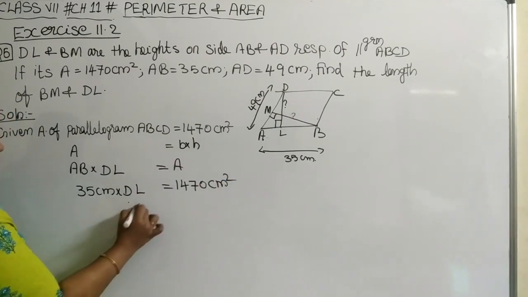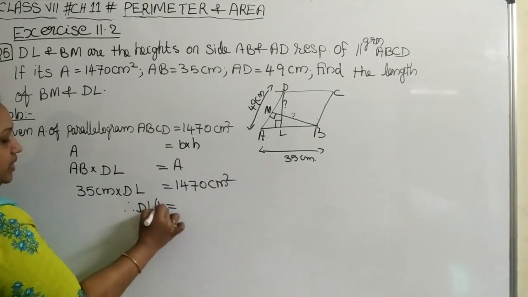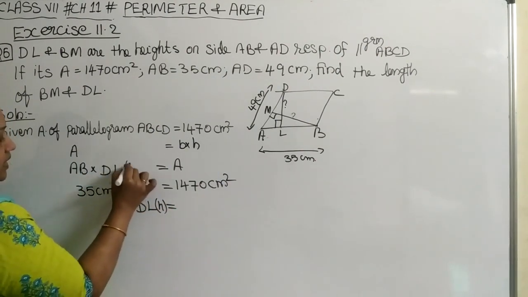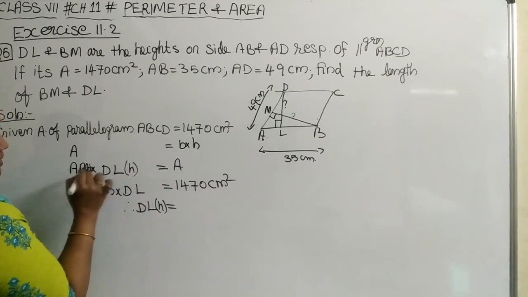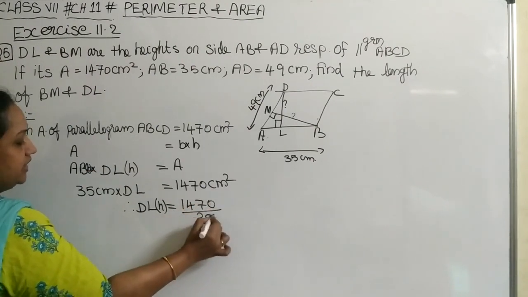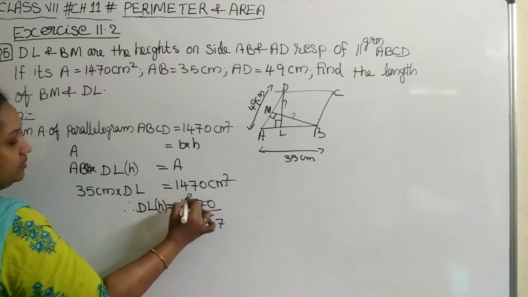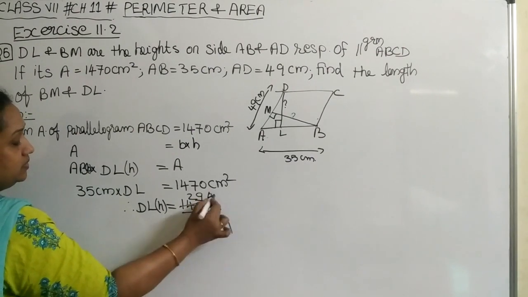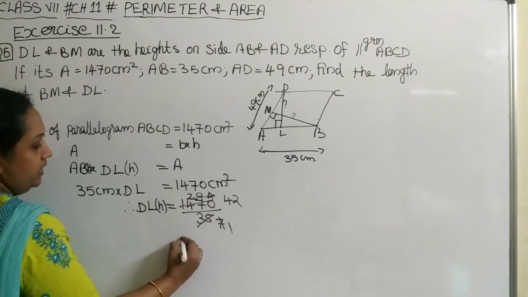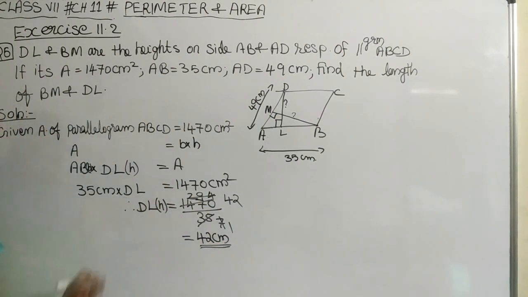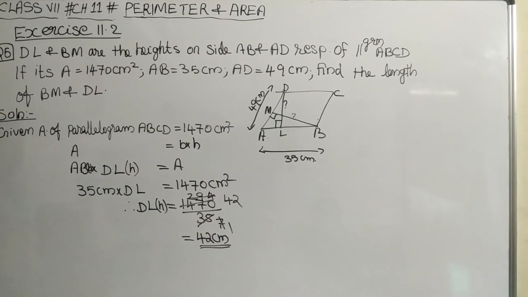centimeter square. Therefore, DL, which is the perpendicular height, equal to 1470 divided by 35, as AB is the base. After cancelling, we get 42 centimeter. Hence, the height towards the base AB, which is DL, equal to 42 centimeter.